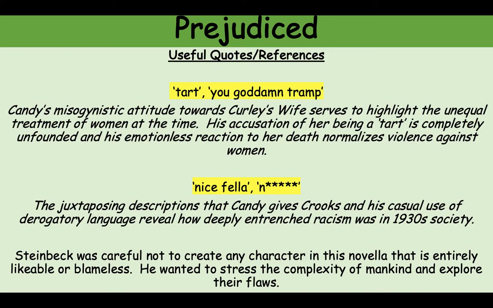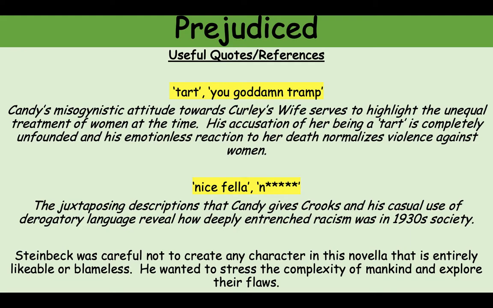And then, of course, he seems to like Crooks. He calls him a nice fella, but very shortly after that, he refers to him with that racial slur beginning with an N word, the N letter. So the juxtaposing descriptions that Candy gives Crooks, okay? So he's a nice fella, but then he also calls him the N-word. So this casual use of derogatory language reveals how deeply entrenched racism was in 1930s society. So much so that people like Candy, who doesn't even think he's saying anything to be mean about Crooks, because he's saying he's a nice fella, is actually saying something that adds to his oppression. So it just highlights how normalized racism was as well.